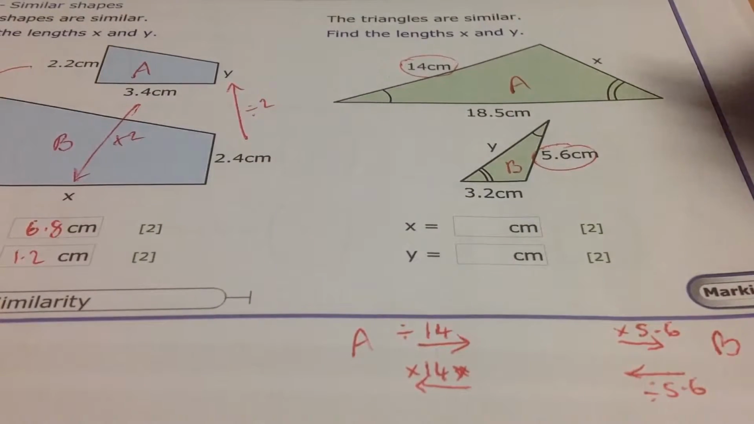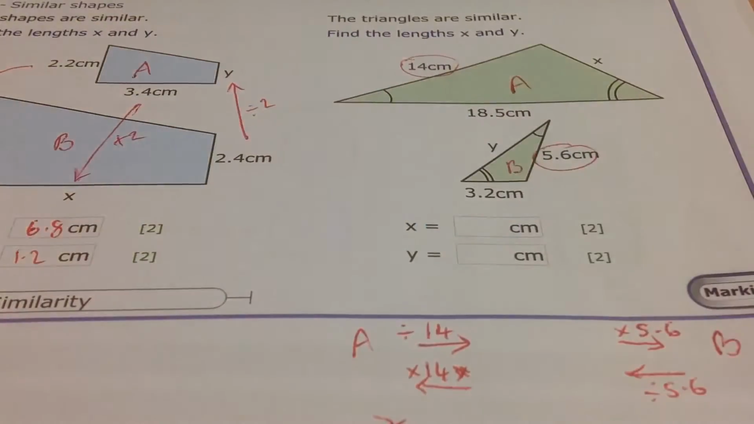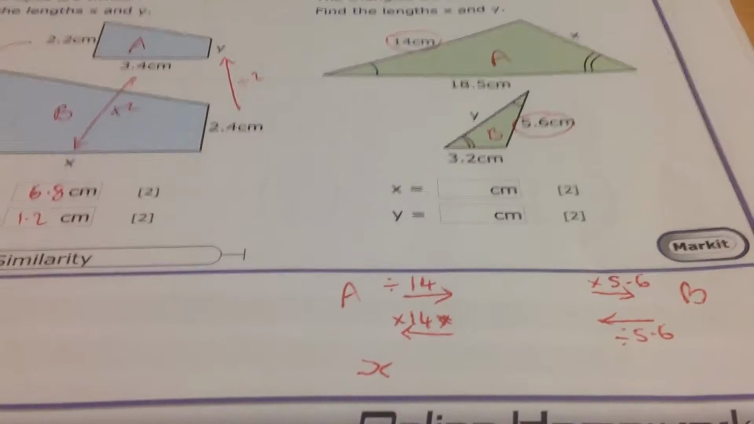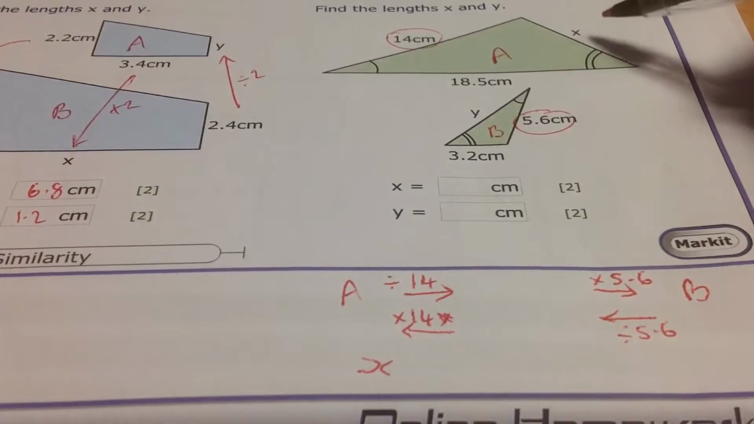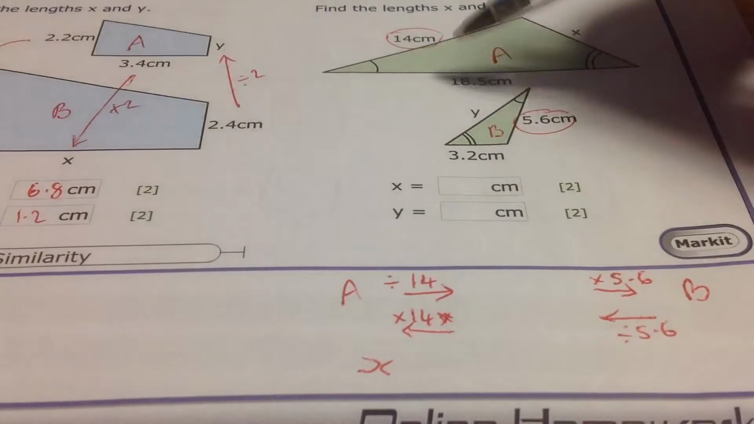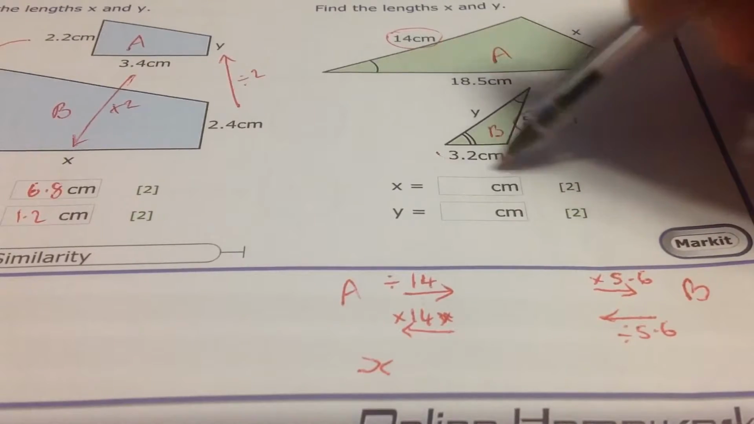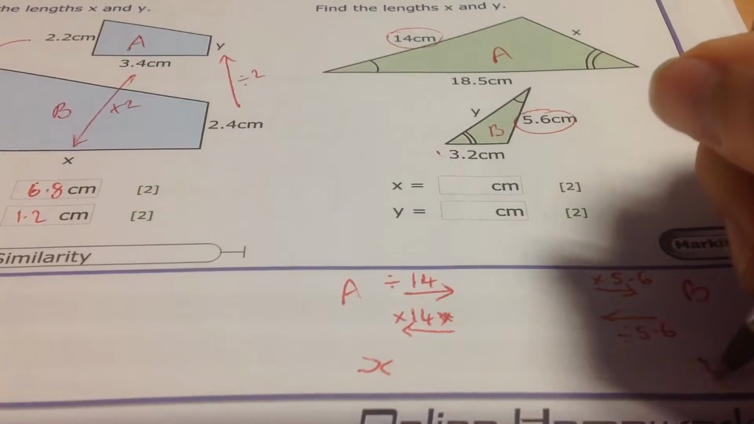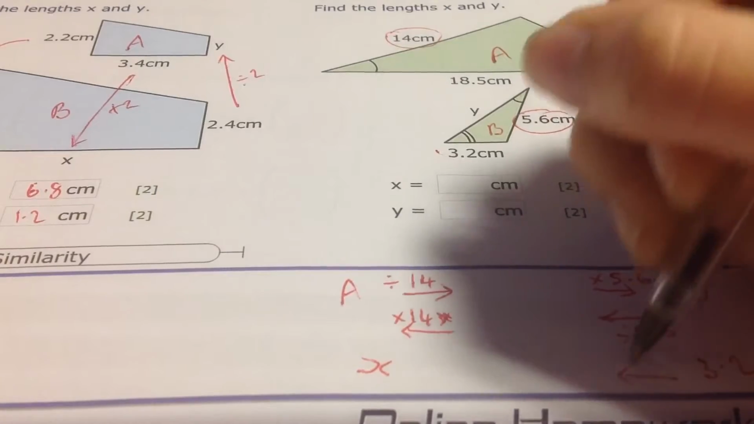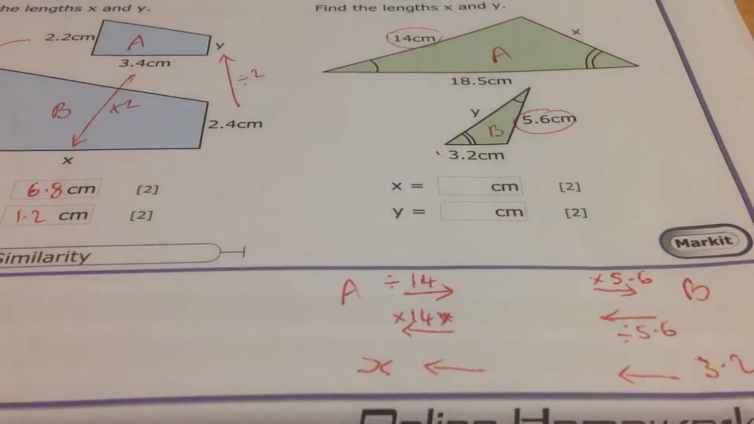So first of all, x. X is on A. So we're going backwards. So we take the value that's corresponding to x. It's next to the double angle here, but it's not in between them, so it's next to this one, it's corresponding to 3.2. So we take 3.2, we divide it by 5.6, and then we times it by 14.